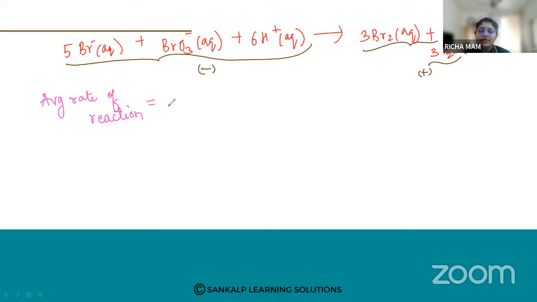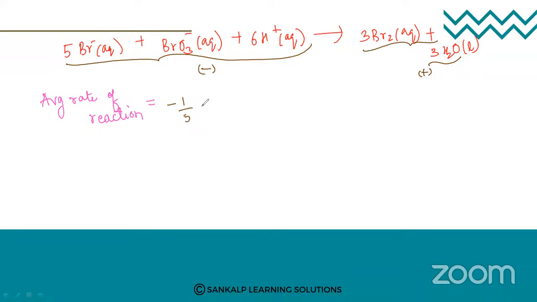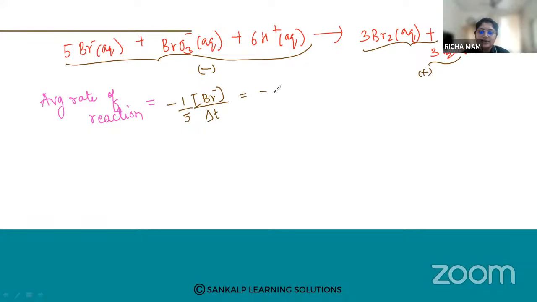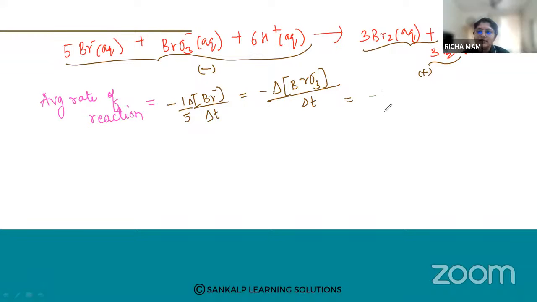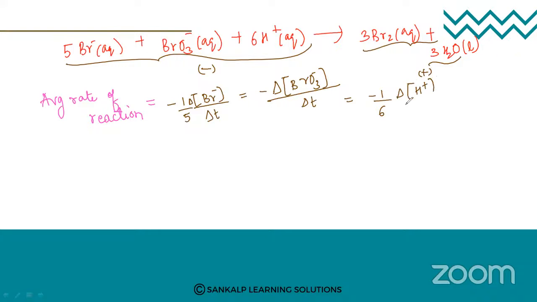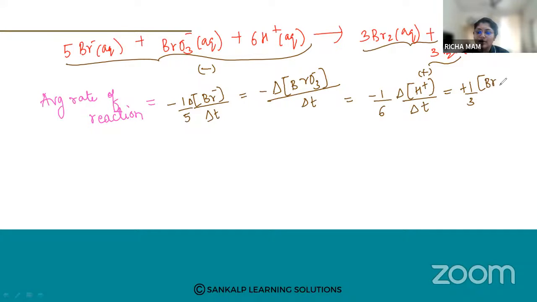So this will be minus delta concentration of Br minus by delta T, is equal to minus delta concentration of BrO3 minus by delta T, there is no number, so don't write 1, is equal to minus 1 by 6 delta concentration of H plus by delta T, is equal to plus 1 by 3 delta concentration of Br2 by delta T, is equal to plus 1 by 3 delta concentration of water by delta T. Yes, very good.